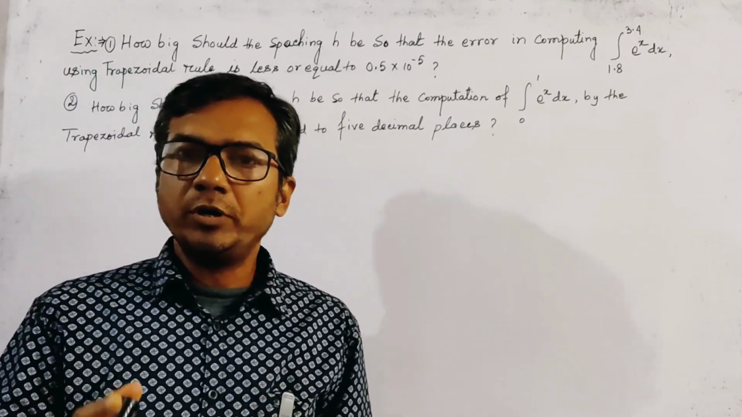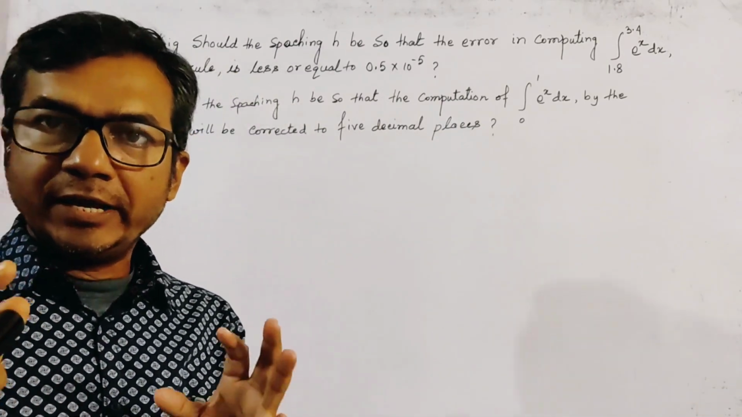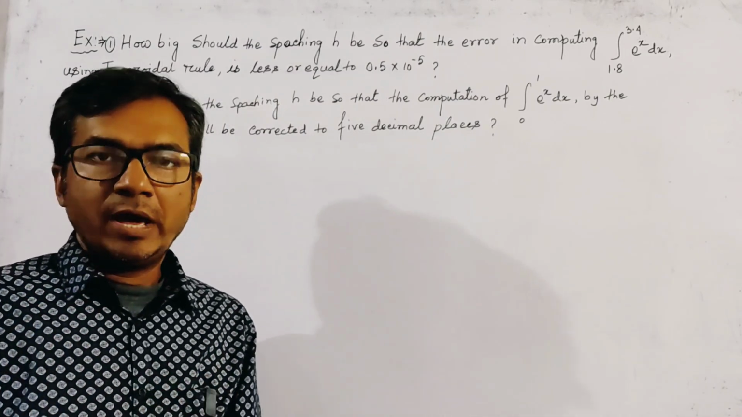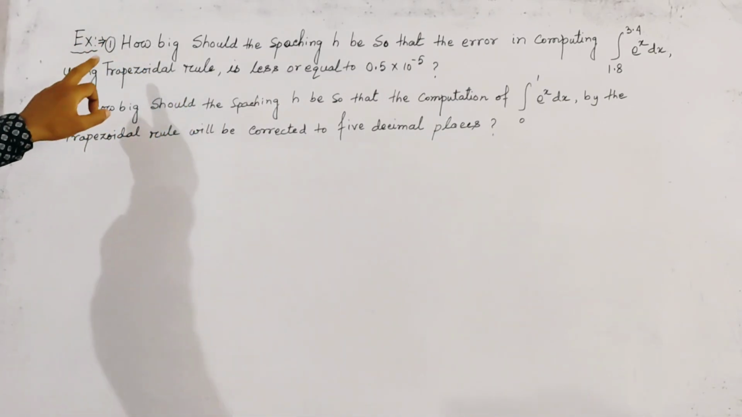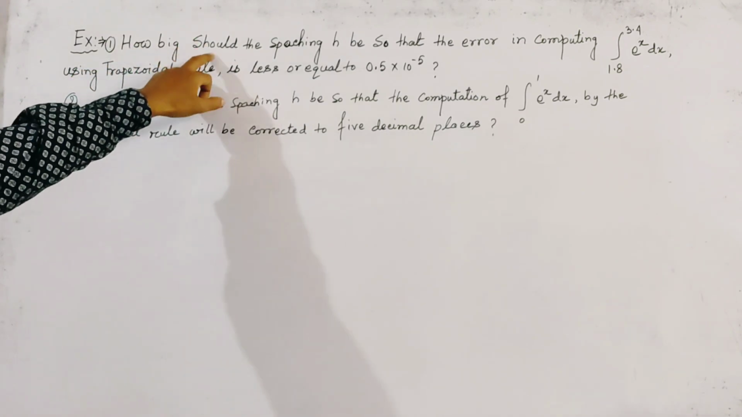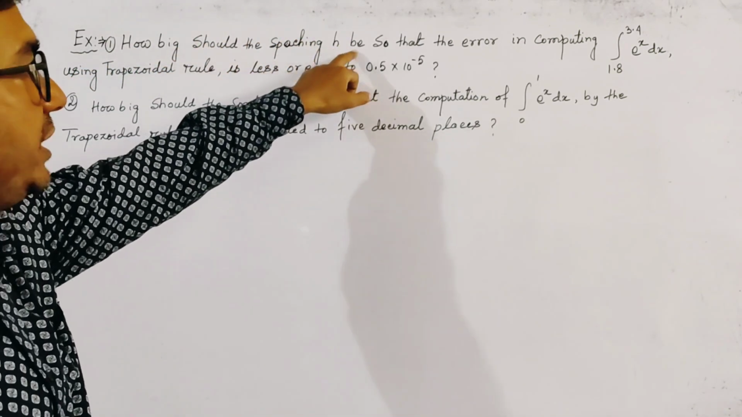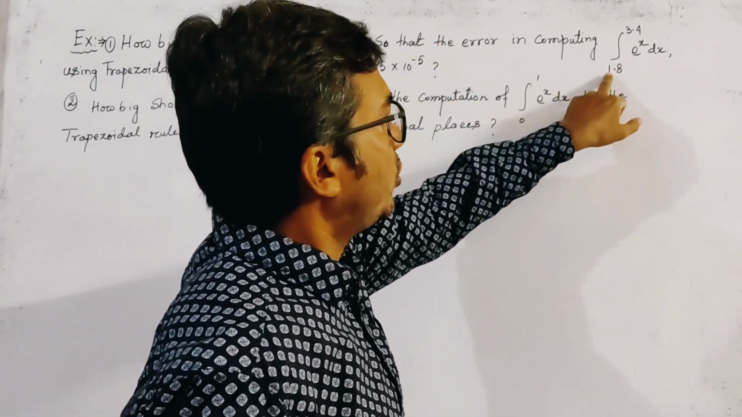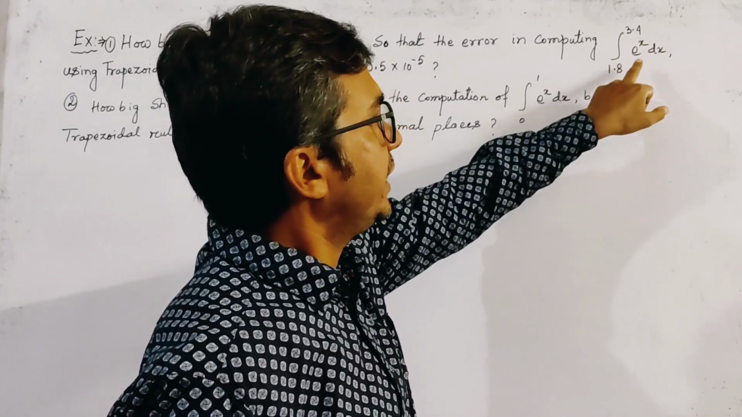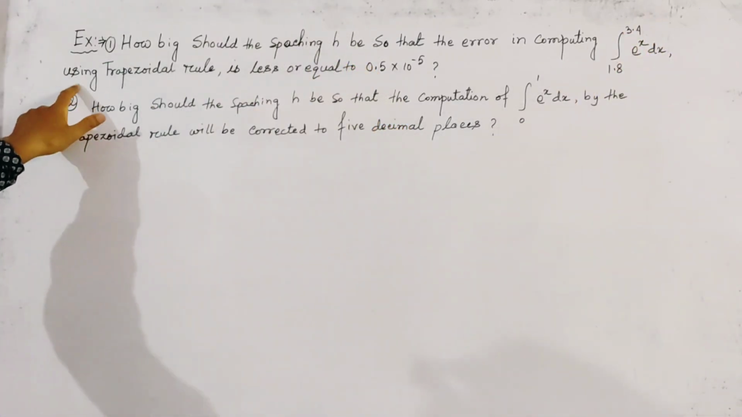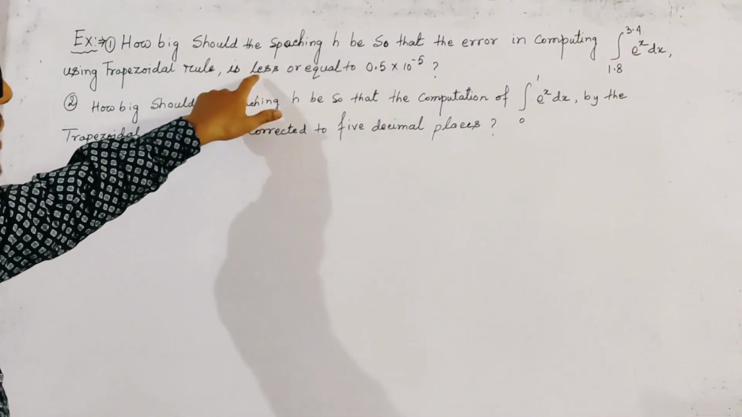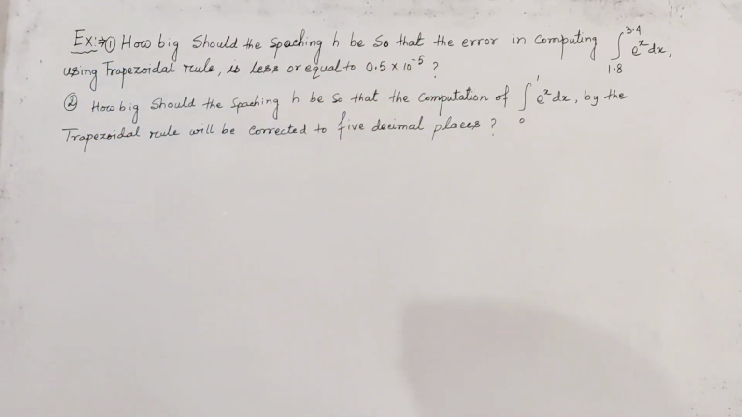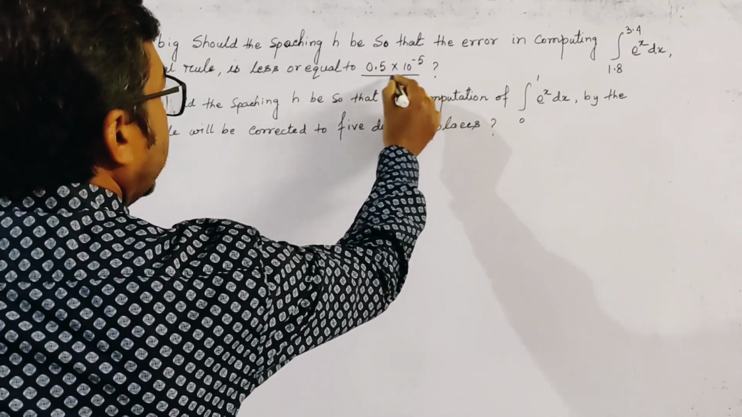Two very important problems of numerical integration, in particular the trapezoidal rule. The first problem is: how big should the spacing h be so that the error in computing the integral from 1.8 to 3.4 of e to the power x dx using the trapezoidal rule is less than or equal to 0.5 into 10 to the power minus 5? This is the maximum error given.